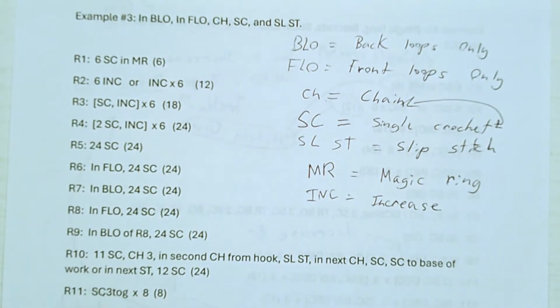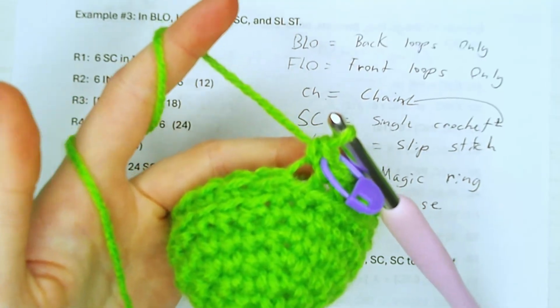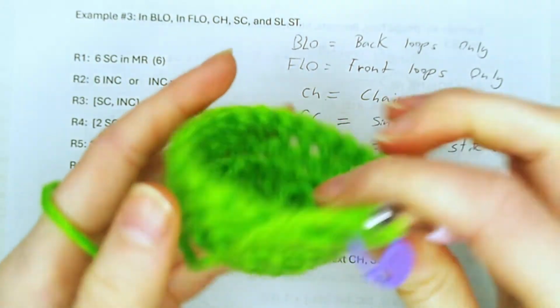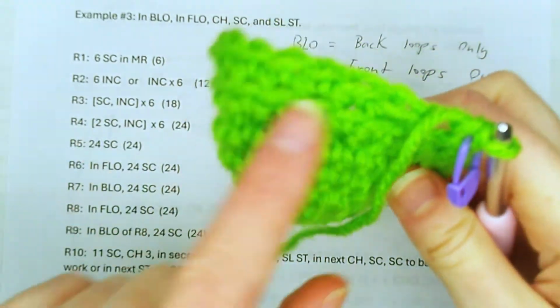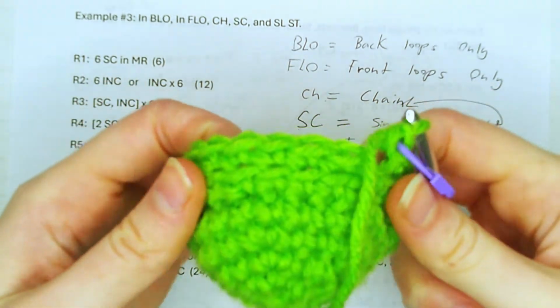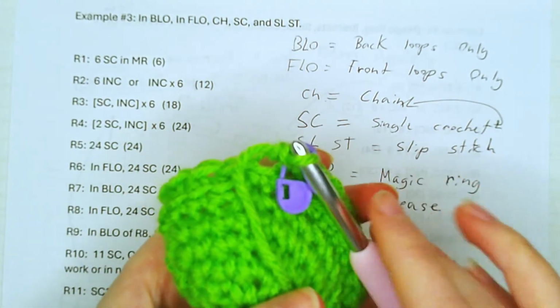Now come back up and check with you. The end of round 7 should look like this. You'll see all the back loops on the front of your work, and then all the front loops on the front of your work, and all the back loops of round 6. So this is what it looks like on to round 8.